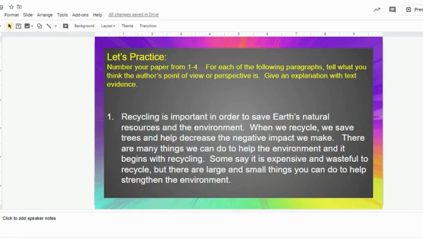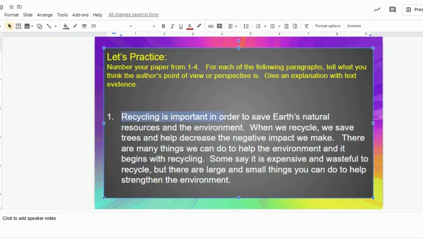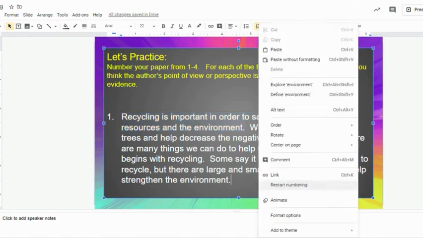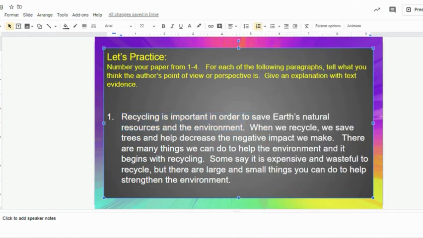So, oftentimes, we can tell right away how the author feels. If you look at this very first sentence, "Recycling is important in order to save Earth's natural resources and the environment," I can already tell from that sentence that this author's perspective is that recycling is good. It's a good thing. It's important. It will save the Earth. And then I could write that as my author's point of view, their perspective, and then I could pull out some text evidence as well. So we save trees. It decreases the negative impact we make.